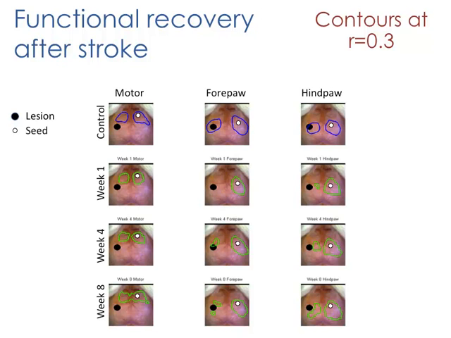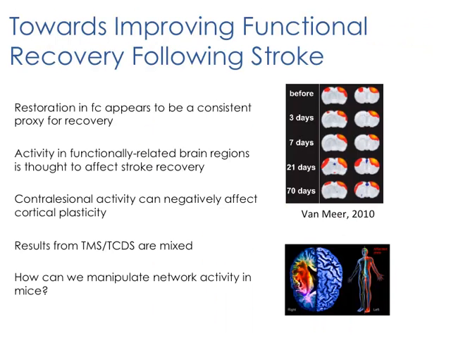And we can draw contours over connectivity values equal to 0.3. So we're just drawing contours to show you where these maps remap. And so forepaw straddles the lesion, hindpaw kind of goes around it. So that was nice to see that we have a consistent model of functional recovery. But we want to ask some questions.